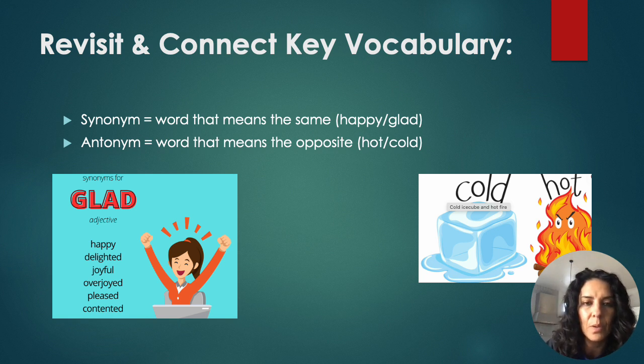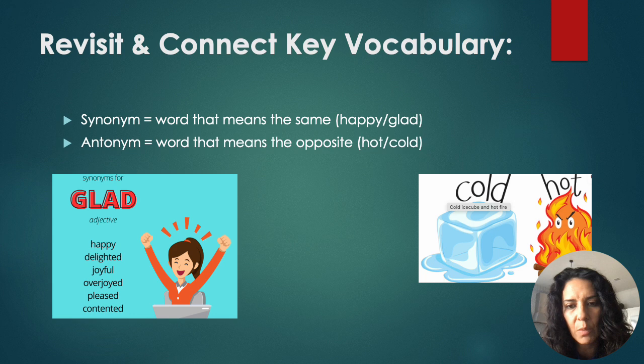Synonyms often have more words that mean the same thing. For example, we see here glad can mean happy, delighted, joyful, overjoyed, pleased, contented. I would always tell my students when they were writing something, I don't want you to use the word happy. Don't use the word happy or the word mad. Go find another word to use. This is the way that they would build their vocabulary.